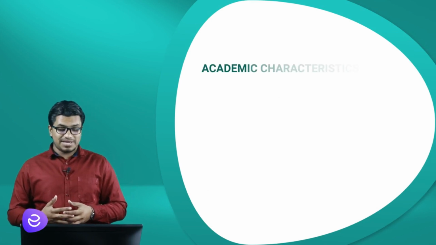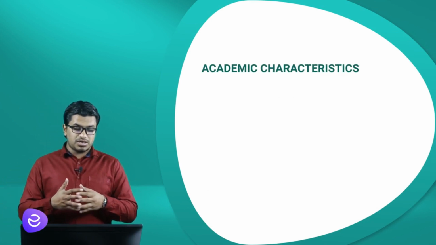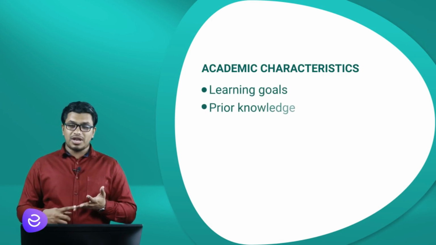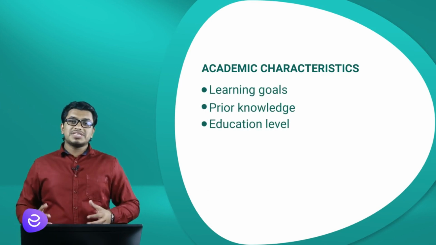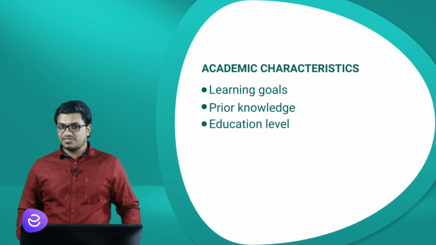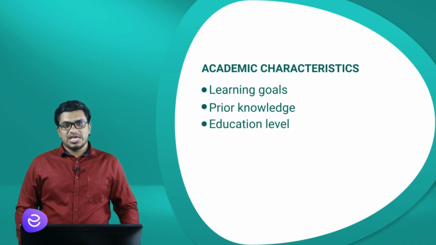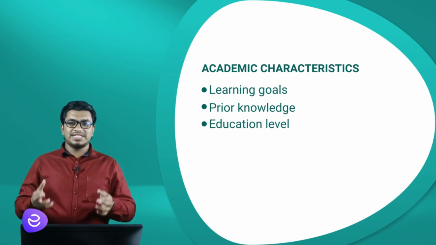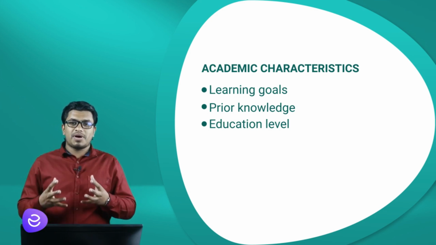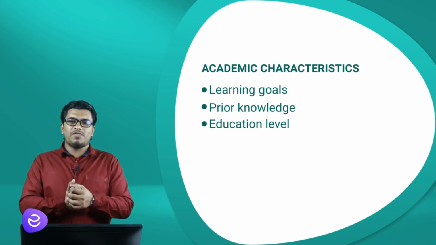The next is the academic characteristics. Examples are learning goals, prior knowledge, education level, etc. If a person has prior knowledge, it becomes easy for the teacher. If a person has a very high education level, it becomes easy for the teacher. If a person has a proper learning goal, why he is learning, if he has willpower and is determined to learn it, it becomes easy for the teacher. But if not, every class is not the same, every student is not the same. Some students will have prior knowledge, some will not. So the teacher should understand all this and then take classes.